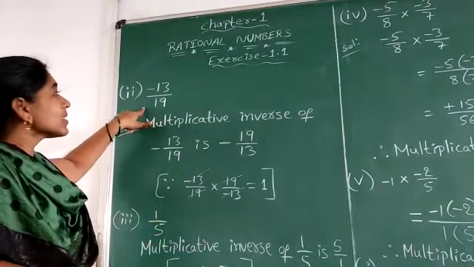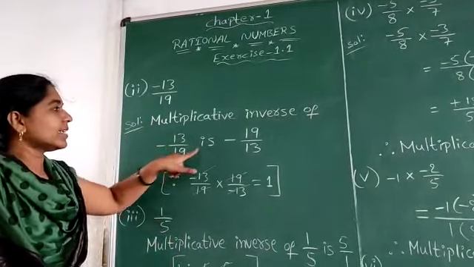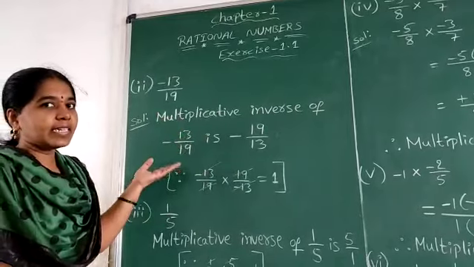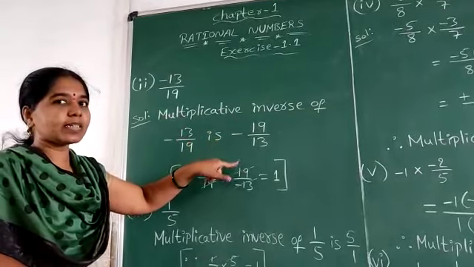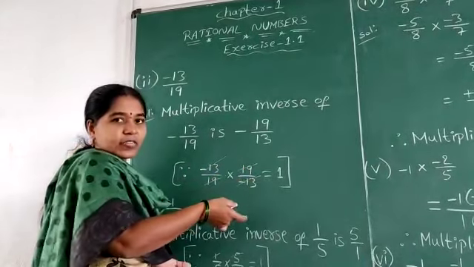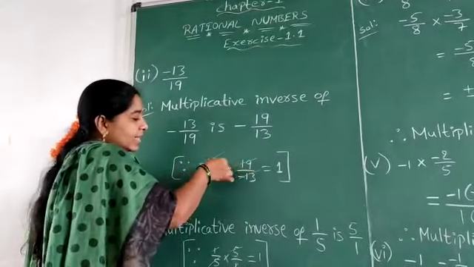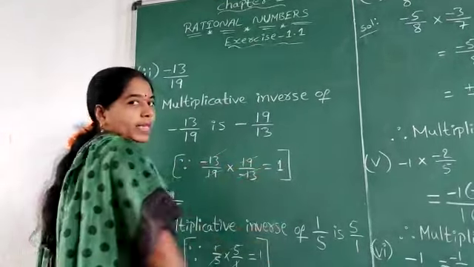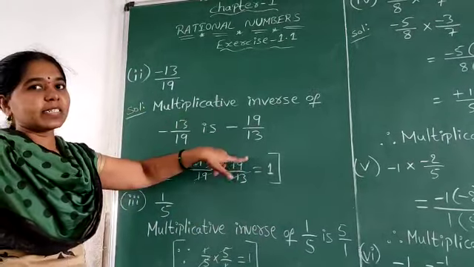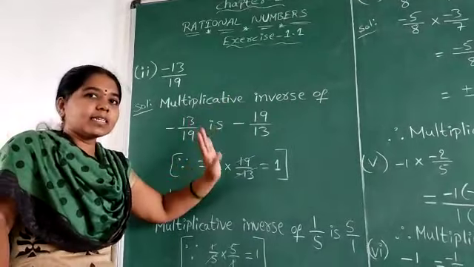Next one, minus 13 by 19. Multiplicative inverse of minus 13 by 19 is minus 19 by 13. Keep the minus aside, the reciprocal of 13 by 19 is 19 by 13. Because minus 13 by 19 into 19 by minus 13, if you write it, the minus 13 will get cancelled, 19 and 19 are struck out, which will be equal to 1. Multiplicative inverse of 13 by 19 is 19 by 13. In the same way, minus 13 by 19 is minus 19 by 13.